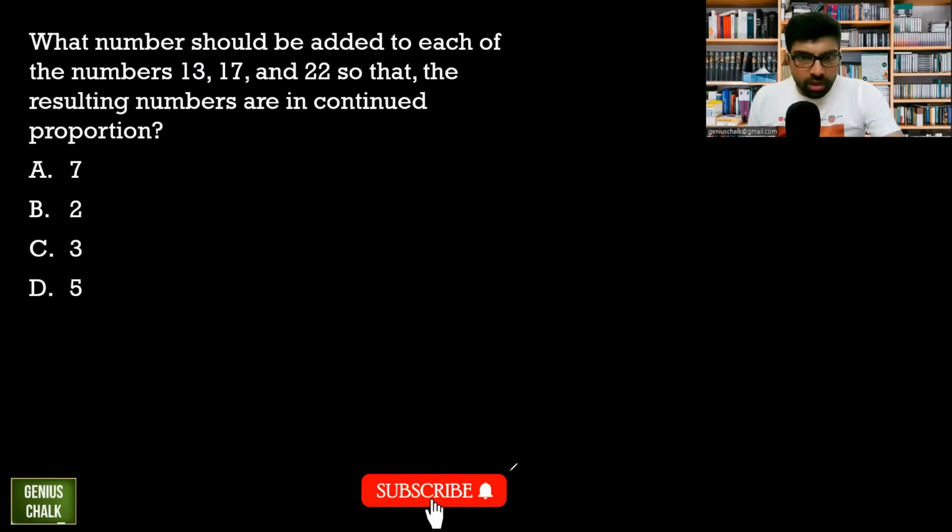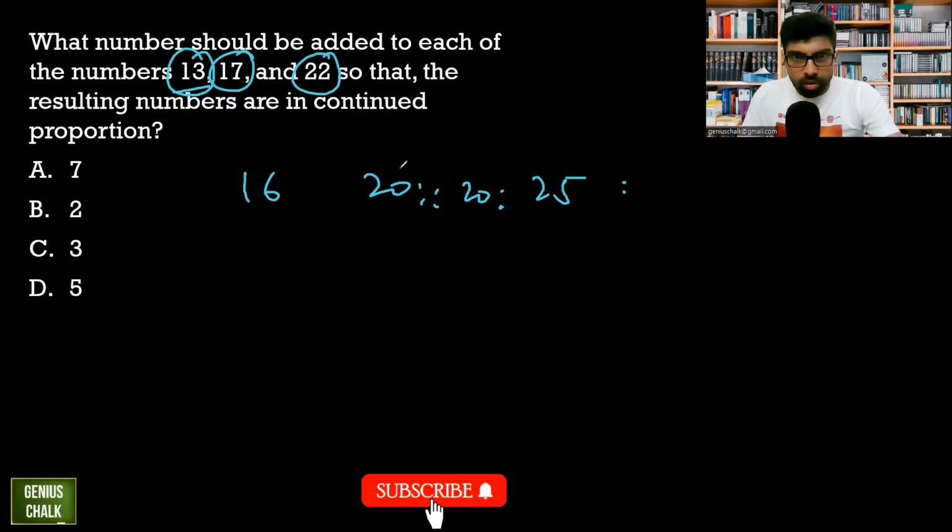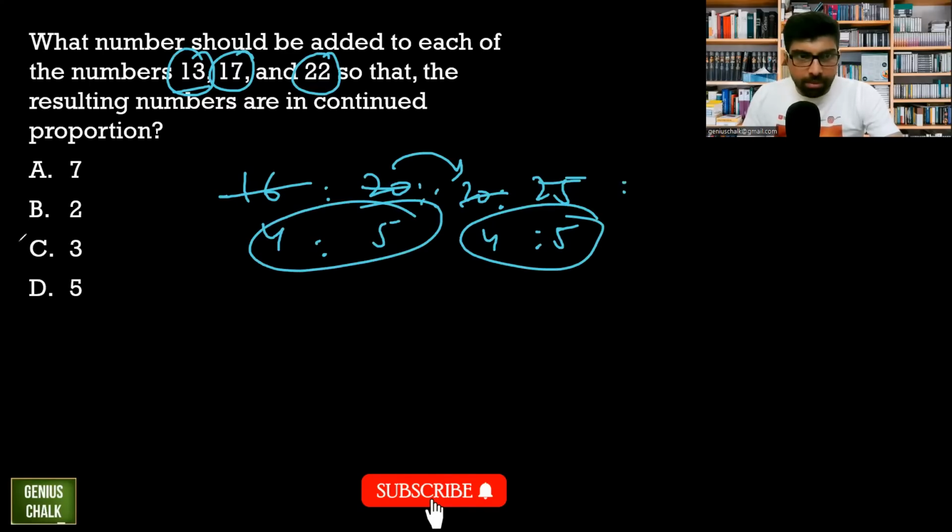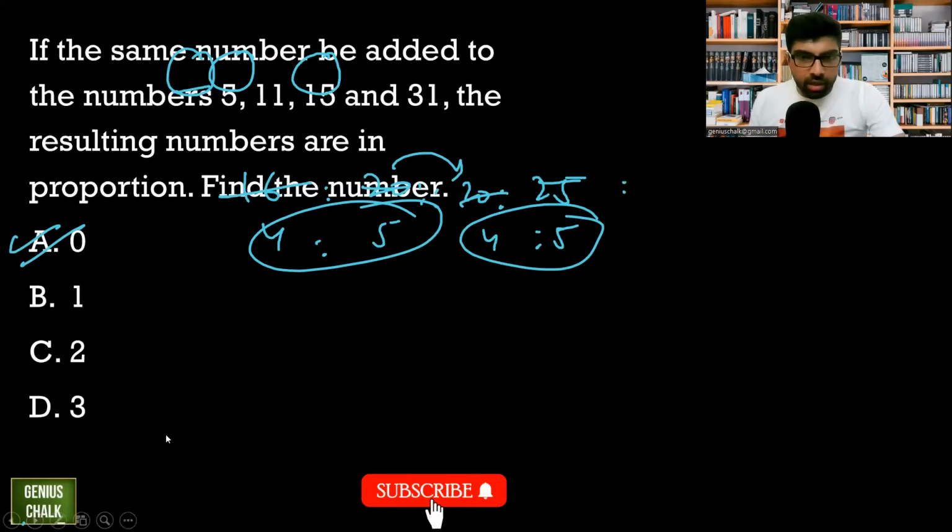If I add 3 to every number, 13 plus 3 is 16, 17 plus 3 is 20, 22 plus 3 is 25, and it should be 20 is to 25, because this 20 has to be repeated. So what is the ratio? 4 is to 5, and here also 4 is to 5. We can see the answer is absolutely correct. This is the most brilliant approach to solve this question, rather than handling that equation or the cross multiplying method.